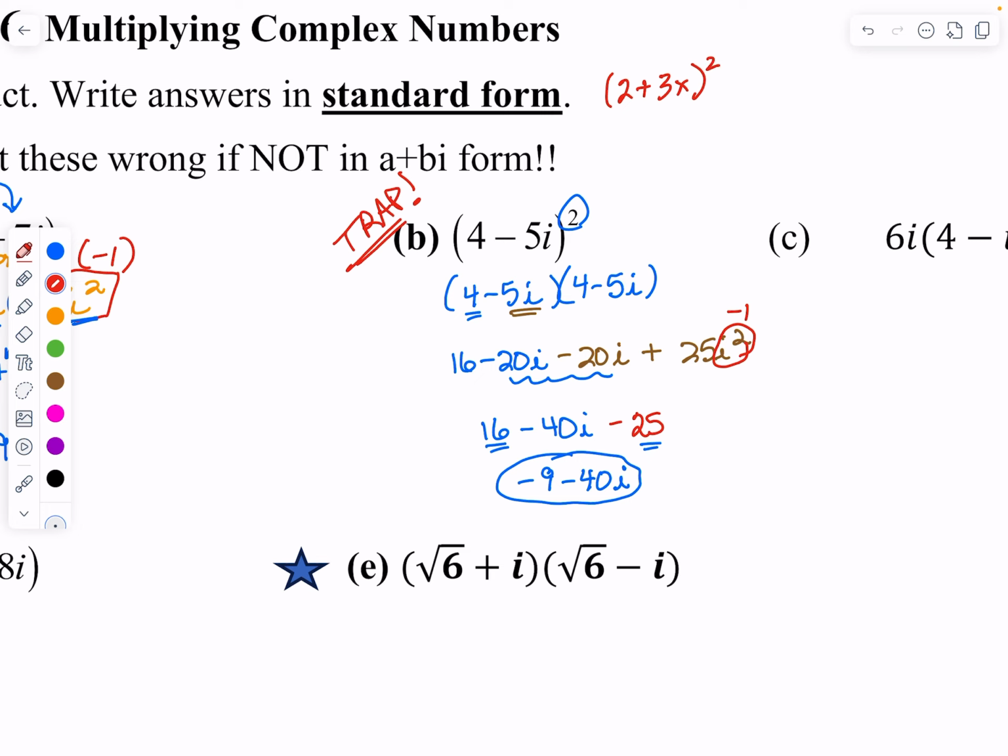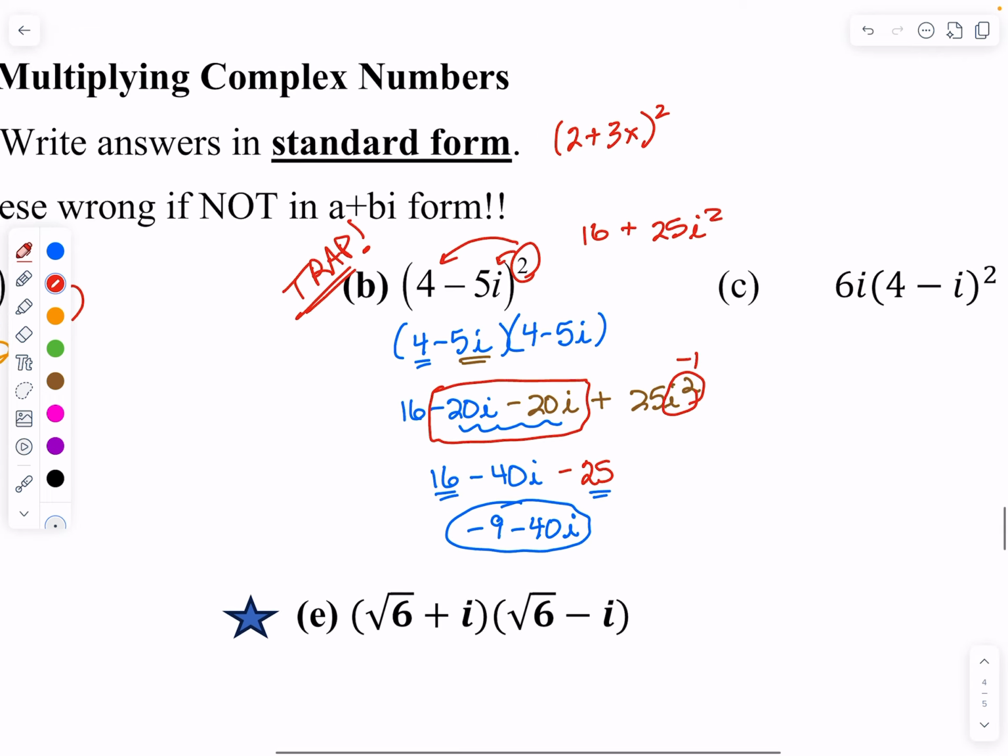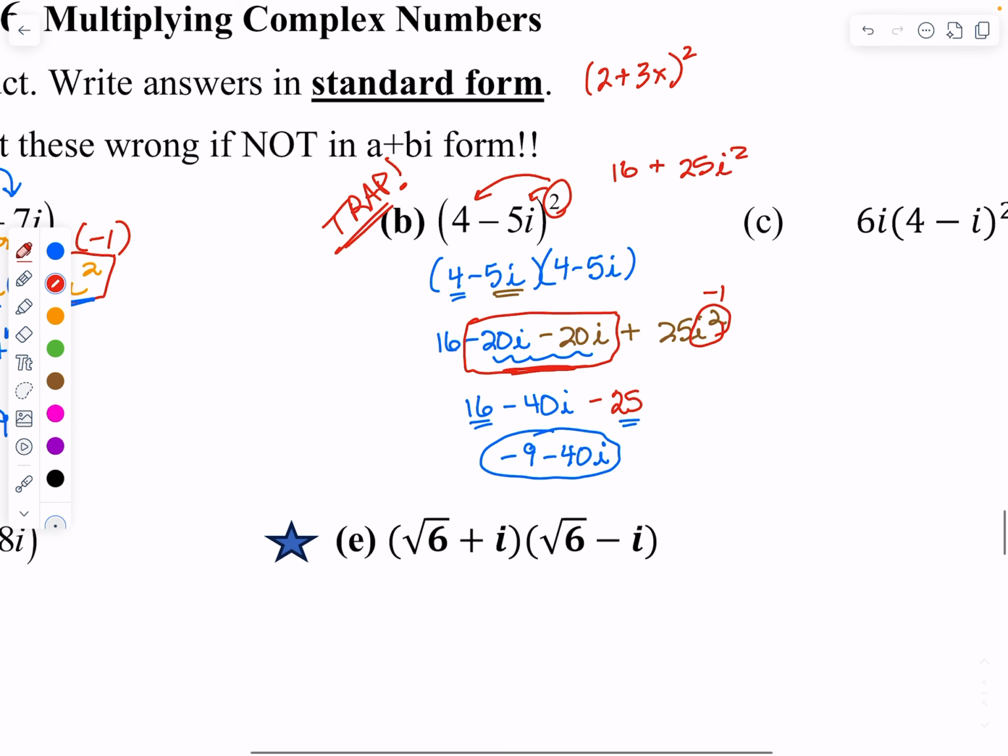A lot of students will just try and distribute that and get a 16 minus 25 or plus 25i squared, and they'll get the -9, but that leaves out these middle two. Okay, so whenever you have that quantity squared, you don't just distribute that too. Go ahead and write it out so that you don't forget these middle terms.